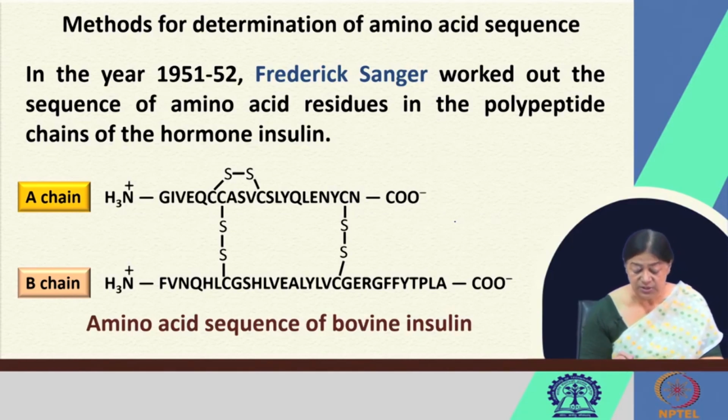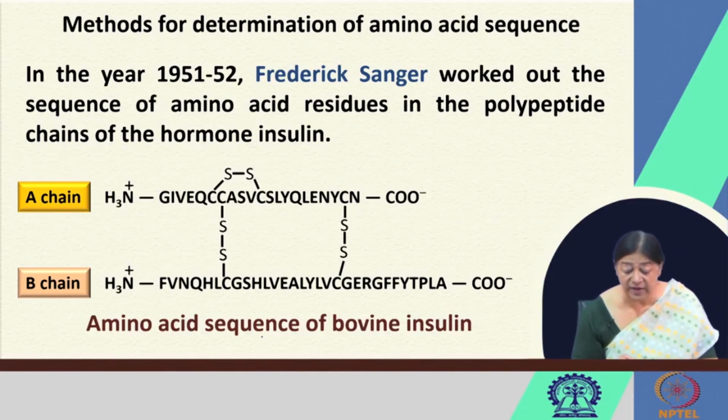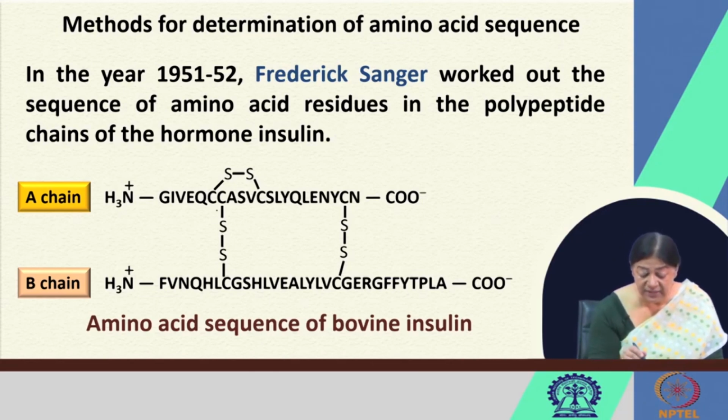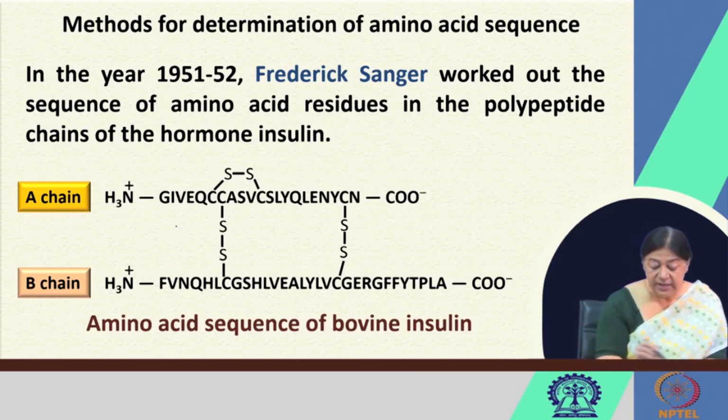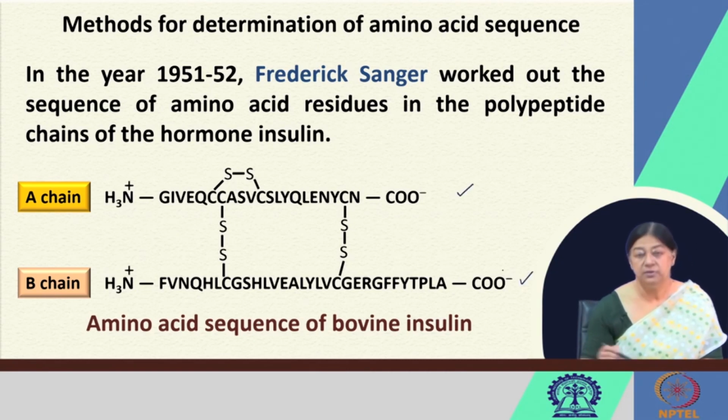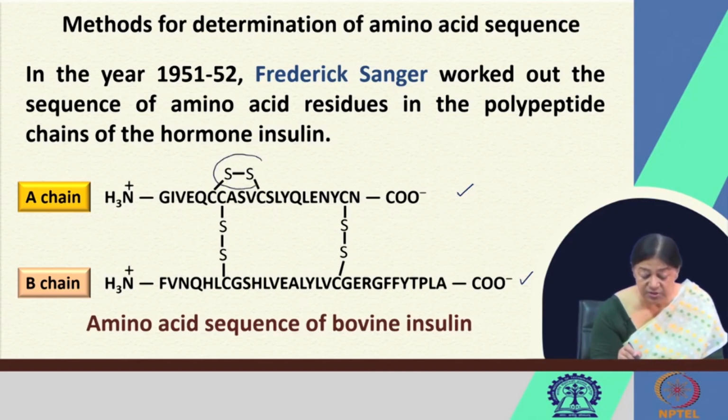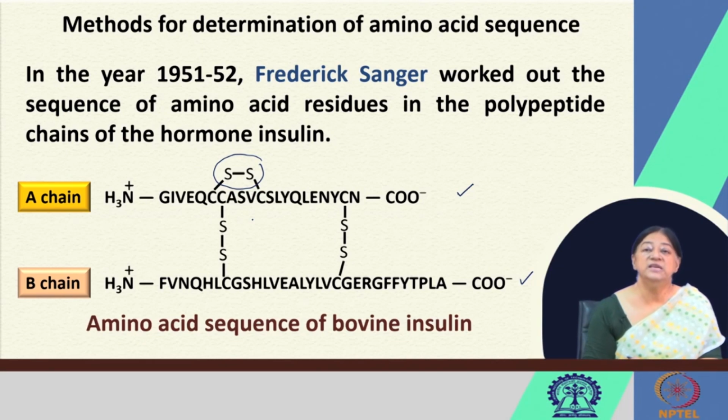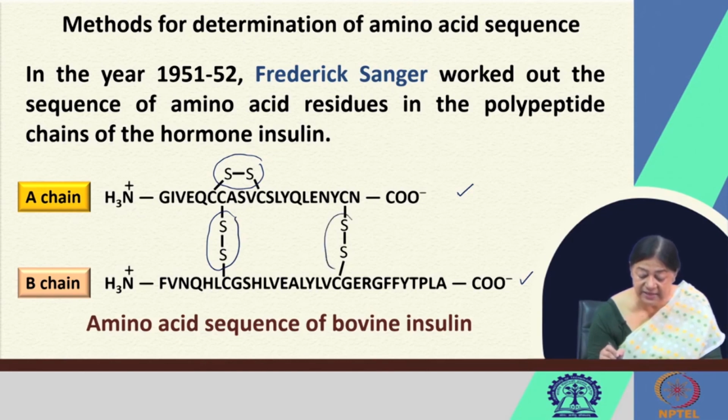Now, if we look at insulin, this is the amino acid sequence of bovine insulin, and we find some specific features here. There are two chains in insulin, the A chain and the B chain. Let us try and look at the structure and see what we can understand from this. We have a disulfide linkage in the A chain, that is intra chain, meaning it is in chain A itself. We have in addition two disulfide linkages that link chain A and chain B.